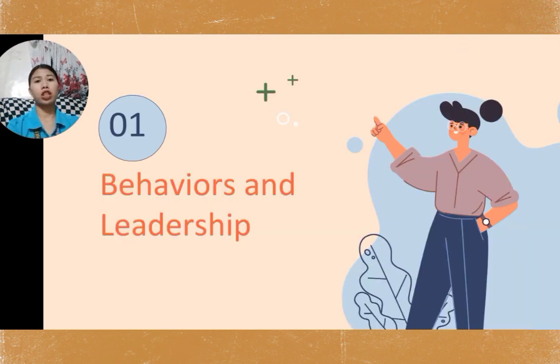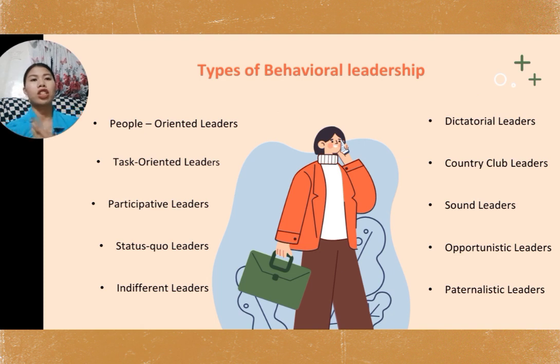So behaviors and leadership. Miss Palomar already discussed the behaviors and leadership, so my task is to discuss the types of behavioral leadership. These are several key styles of behavioral leadership. Each one involves a different set of behaviors and may be more or less effective in a certain work environment. We have here the 10 types of behavioral leadership. First is the people-oriented leaders, task-oriented, participative, status quo, indifferent, dictatorial, country club, sound, opportunistic leaders, and lastly, the paternalistic leaders.